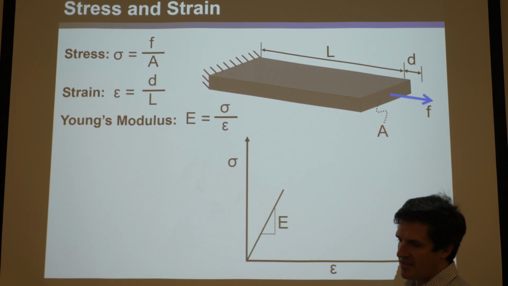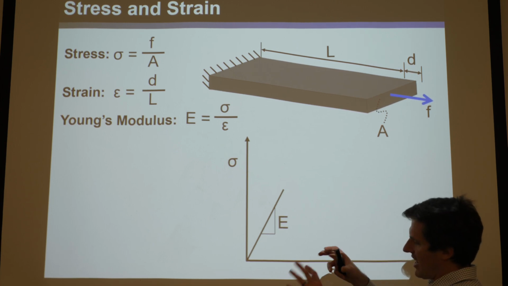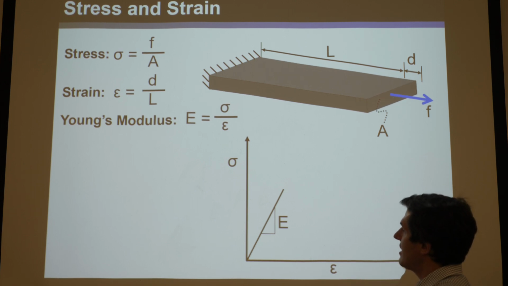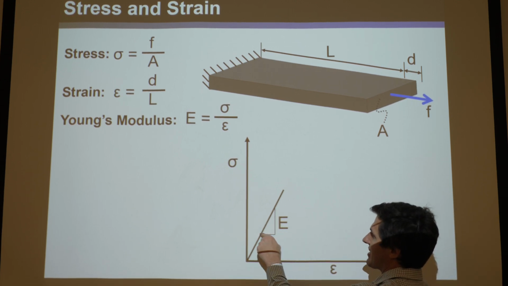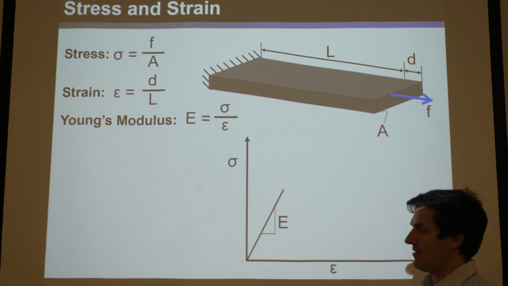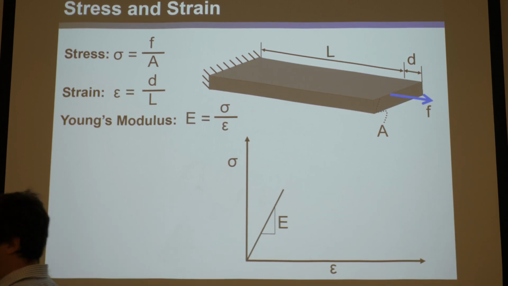But stiffness depends on not only the material but also the shape and everything it's made of, how its geometry and how its topology and everything. But if you take the slope of stress versus strain, then this is purely a material property, and it's called the Young's modulus. And you can think of it as the stiffness of a material.